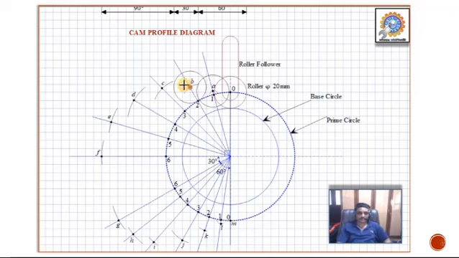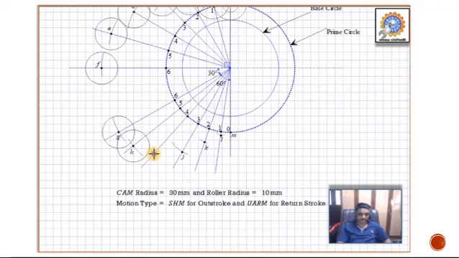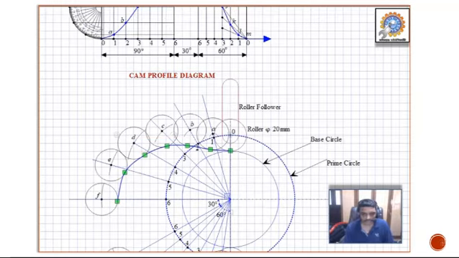So I am now with the rollers. And finally, okay, this is how we are connecting these points.